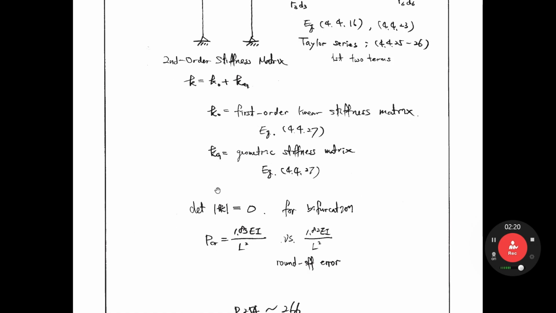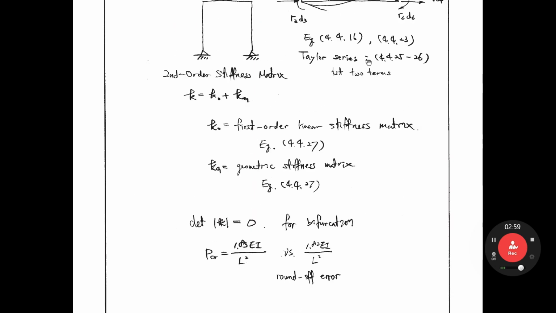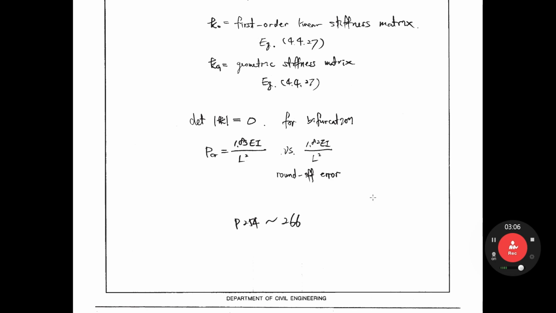And then we will take the determinant of this stiffness matrix equal to 0 for bifurcation analysis. From this bifurcation analysis, we can get PCR from determinant K, right? Finally, we get 1.83 EI over L square versus 1.82 EI over L square that we already got. So it is very close. The little difference comes from round-off error. Okay, that is the whole procedure. So I'd like to explain step by step from now.